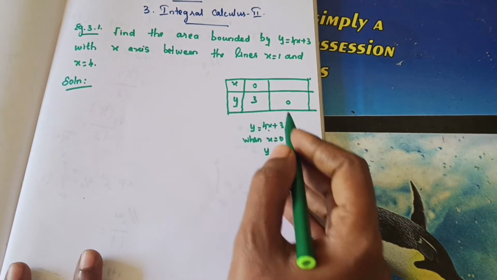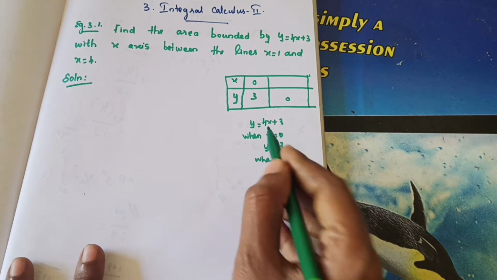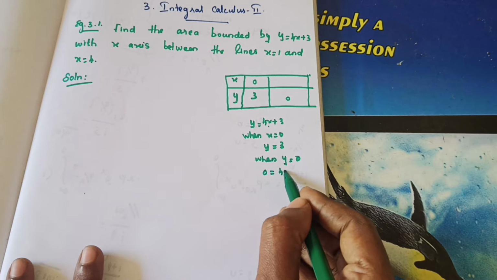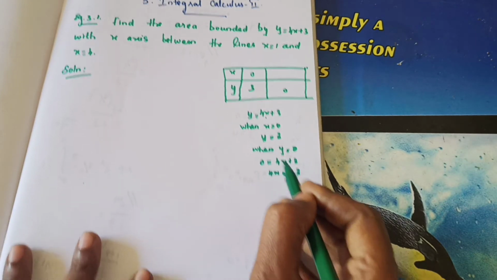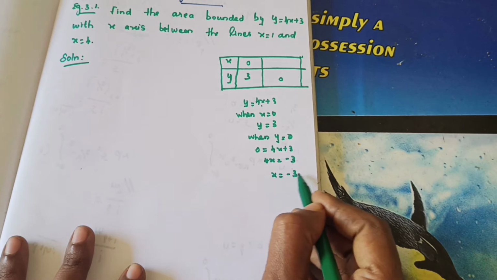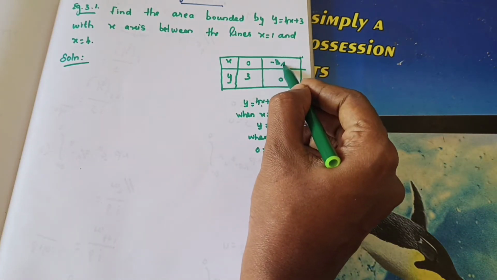Now substitute y equal to 0. When y equal to 0, what will happen? Substitute in this particular equation. So 0 is equal to 4x plus 3. So 4x is equal to minus 3. So x is equal to minus 3 by 4. Okay, so here the value is minus 3 by 4.